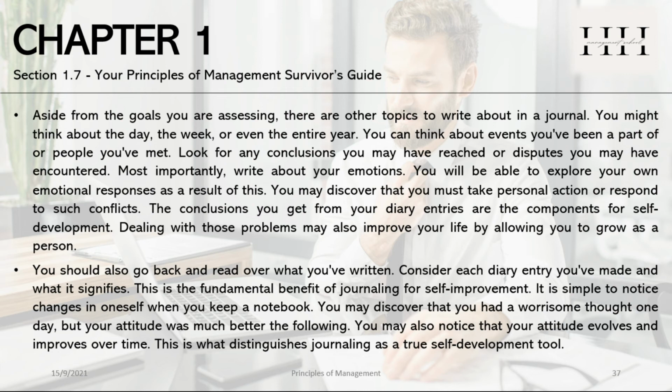Aside from the goals you are assessing, there are other topics to write about in a journal. You might think about the day, the week, or even the entire year. You can think about events you've been a part of, or people you've met. Look for any conclusions you may have reached, or disputes you may have encountered. Most importantly, write about your emotions.